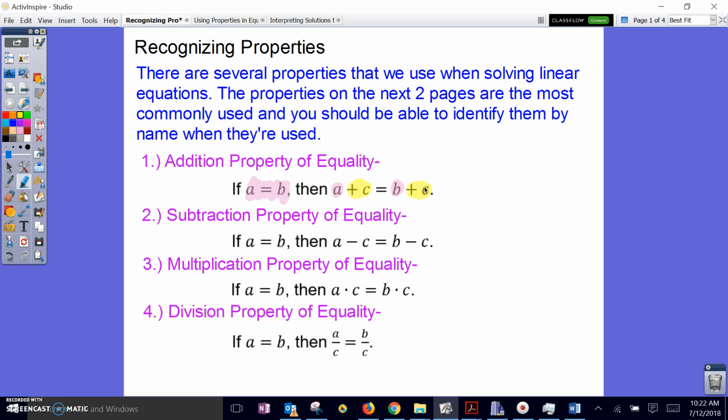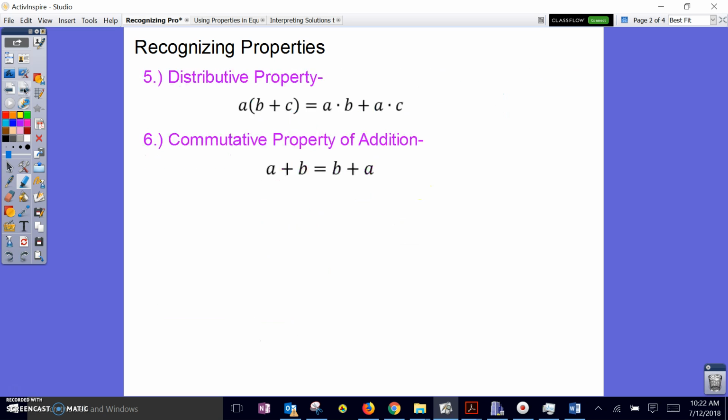Okay? 2 other properties that we're going to be using frequently: the distributive property, which we use anytime there's a set of parentheses. A times the quantity B plus C, get rid of the parentheses and multiply A by both of the things that are in the parentheses. Similarly, I didn't feel the need to write this, but if we have A times the quantity B minus C, that's the same thing as A times B minus A times C.